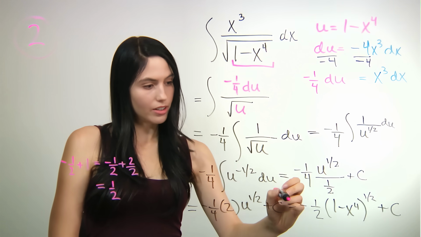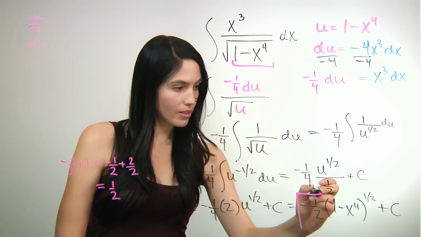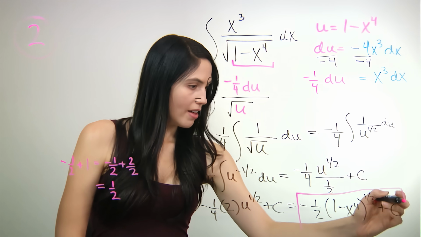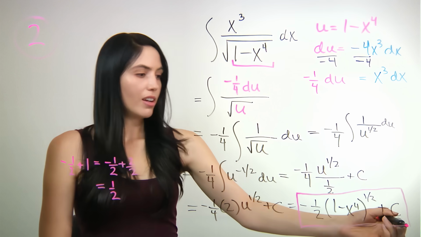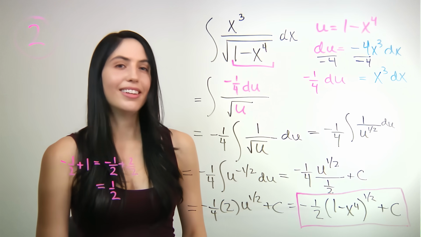And your final answer for this integral is -1/2 times 1 minus x to the 4th raised to the 1/2 power plus c. And you're done.